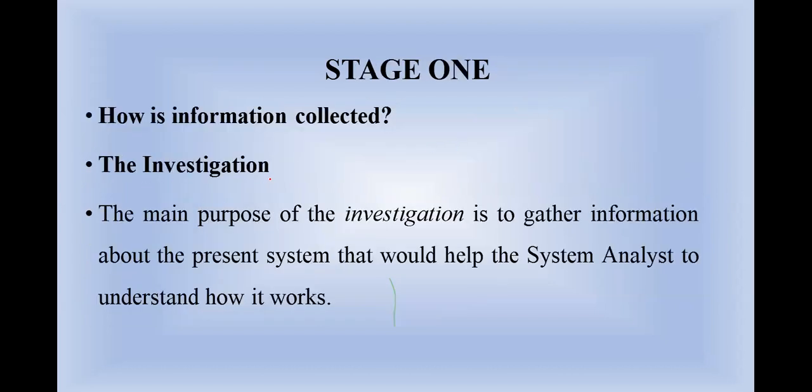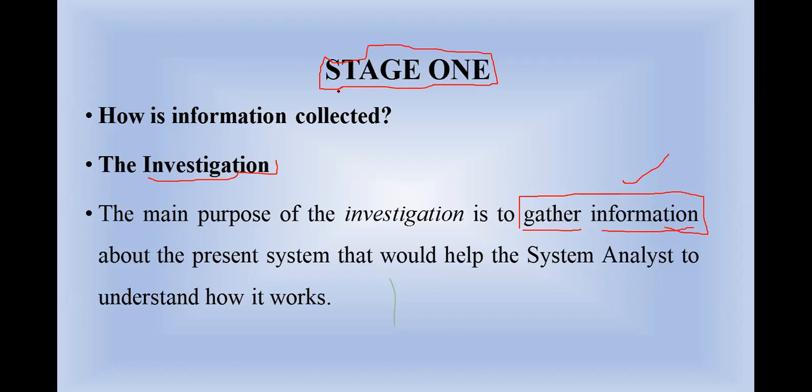So at investigation stage, the main purpose of the investigation is to gather information. You gather information about the current system. And mostly the question that they would ask you at the first stage is, can you give one thing that takes place at investigation stage? So at the investigation stage, this is what takes place: the gathering of information about the current system. And in gathering the information, which is at stage one, what do you need? Which tools are you going to use to gather the information about the current system?